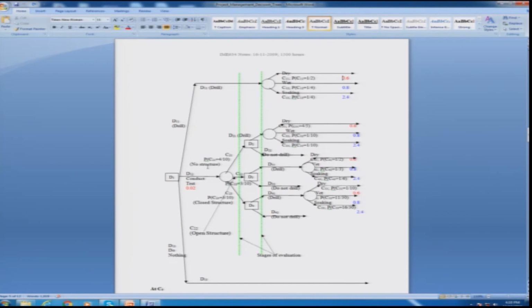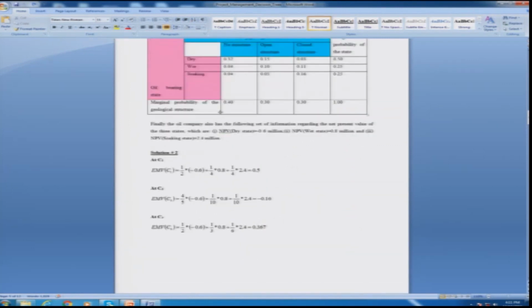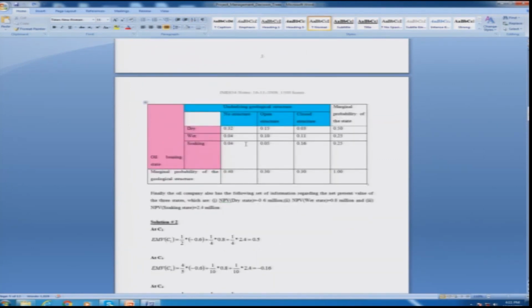So, the probability C21 is 4 by 10, and the probability C23 is 3 by 10. All these values consider the fact that you have conducted a test, and found that there was a closed structure here, which is 3 by 10. Considering you have conducted the test, then it is open structure, and the corresponding probabilities are given. All these values come from the table which is already provided.